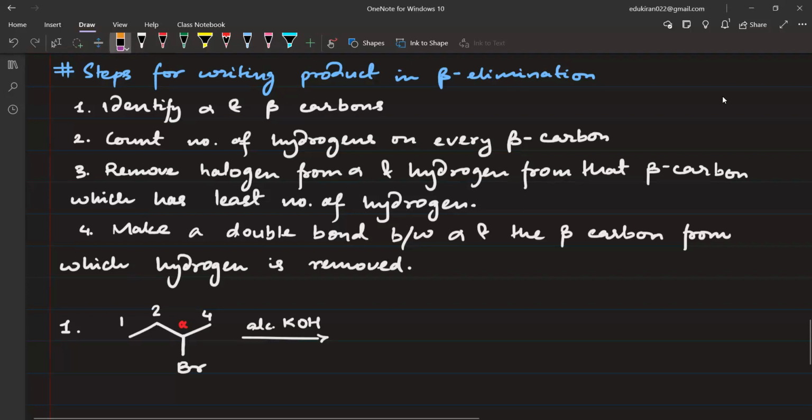So this second carbon and fourth carbon, both of these are beta carbons, right? This is also beta carbon, and this is also beta carbon. Now, how many hydrogens in the blue one? Tell me, guys. How many hydrogens in the blue one in the chat?